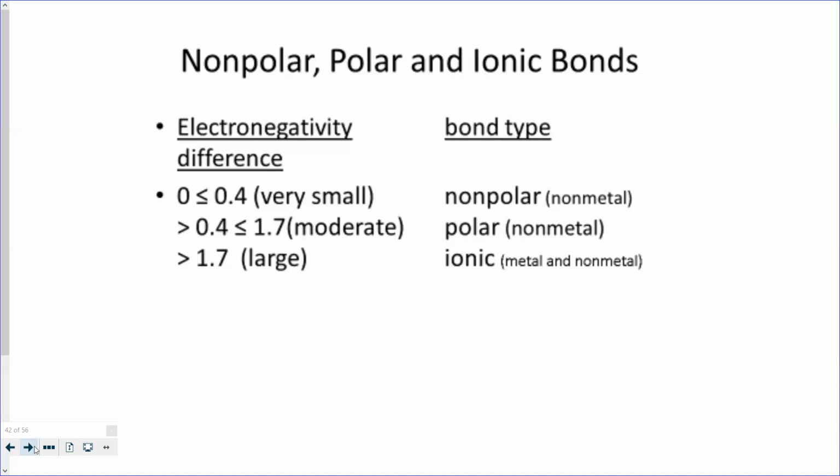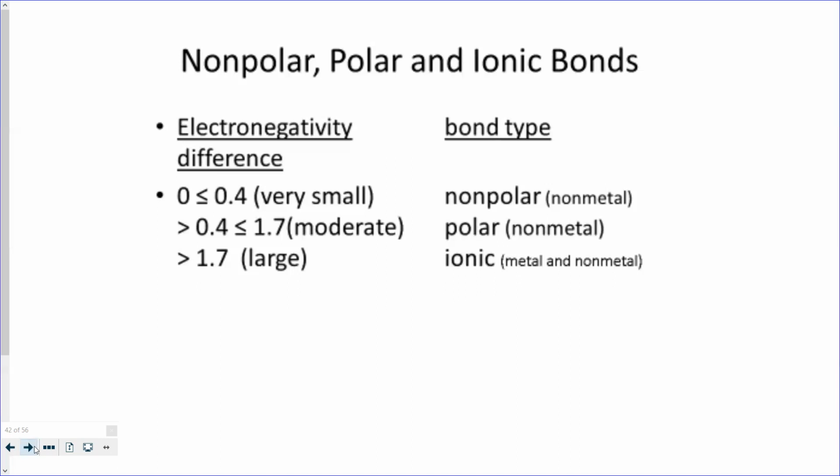Like I said, we can do the electronegativity difference, but these ranges are not always going to work, simply because you might have 2 nonmetals that have very different electronegativity values, but they're still considered polar because they're 2 nonmetals. Or we might have a metal and nonmetal where the difference is less than 1.7, but a metal and a nonmetal can only be ionic.